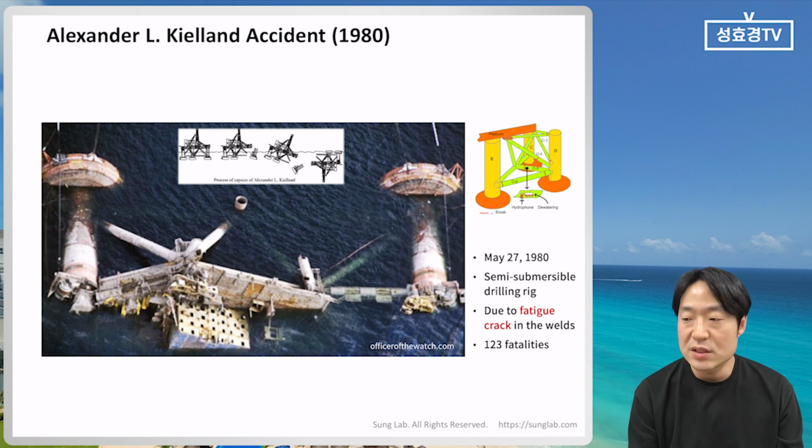We need to consider that some kind of inclusions or defects can exist in the weld part as well. So a fatigue crack can be easily initiated from that part. That is very important to understand, and it is the important part we need to consider during welding. Very sound welding is very important.